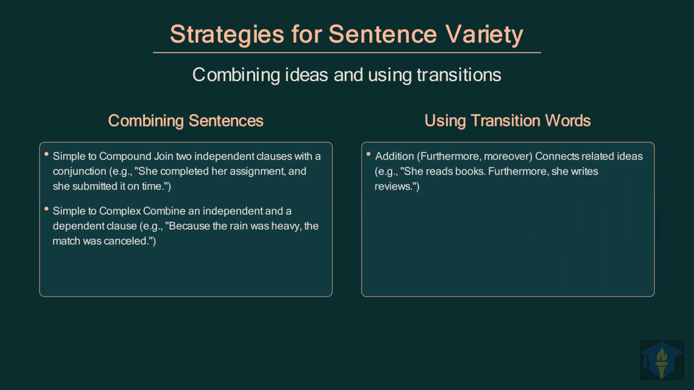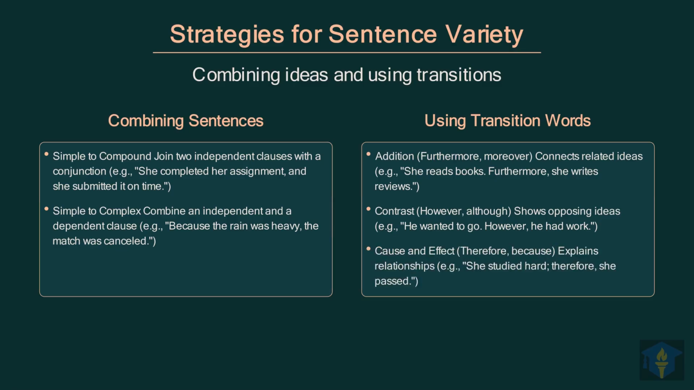For adding information, use words like furthermore or moreover to connect related ideas smoothly. To show contrast, you might use words such as however or although to present opposing ideas, and to explain cause and effect, therefore or because clearly show relationships between actions.